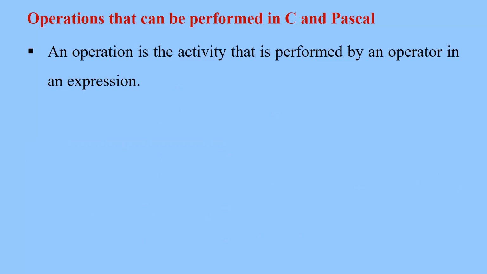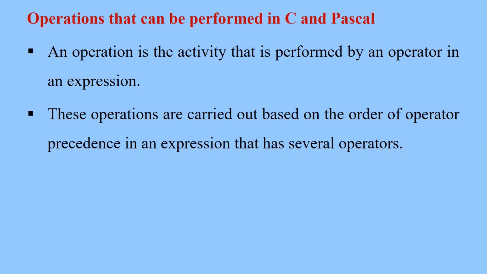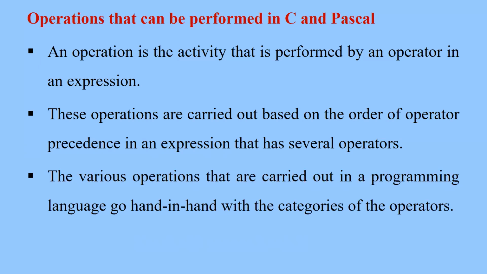So what about the operations? Which operations can be performed in C and Pascal? An operation is the activity that is performed by an operator in an expression. These operations are carried out based on the order of operator precedence in an expression that has several operators. The various operations carried out in the programming language go hand in hand with the categories of the operators that I have already explained.